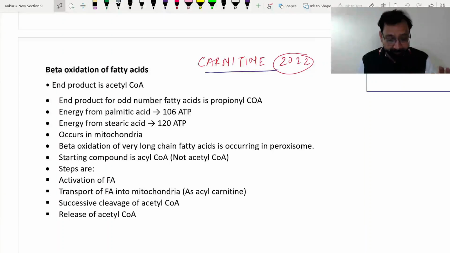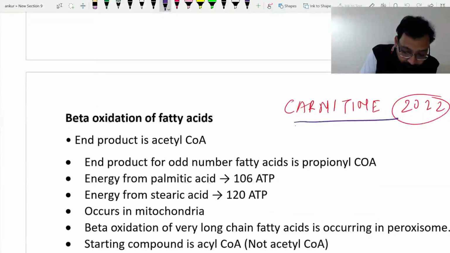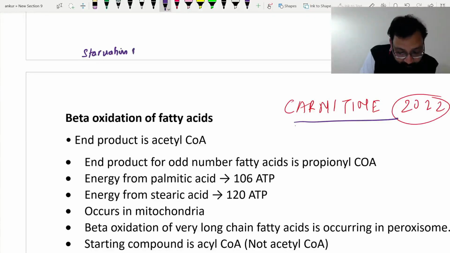Beta oxidation of fatty acid. Fatty acid oxidation occurs in starvation and diabetes. First question: yes, starvation and diabetes. Beta oxidation of fatty acid.